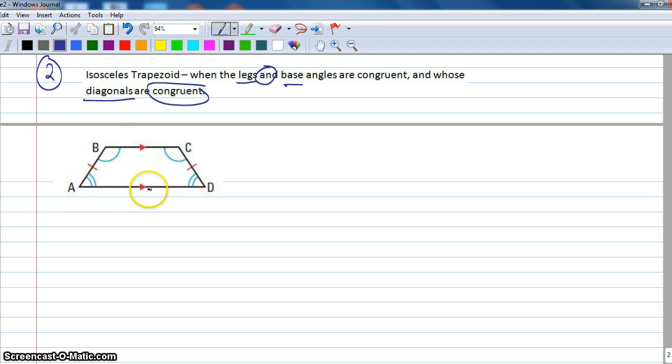And later on we're going to go over this. This has four sides, so there should be 360 degrees in here. All four angles have to equal 360.